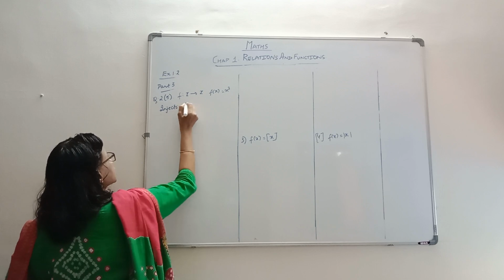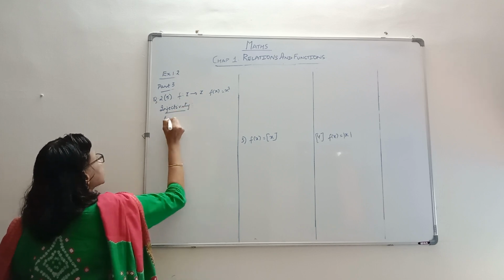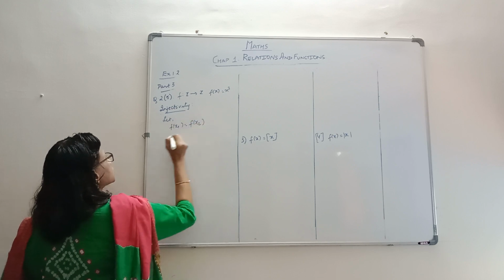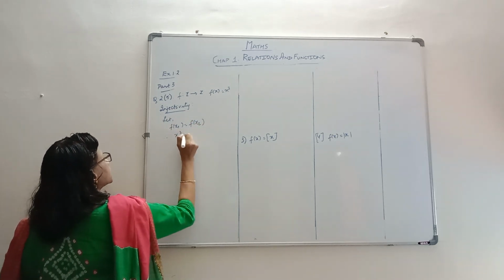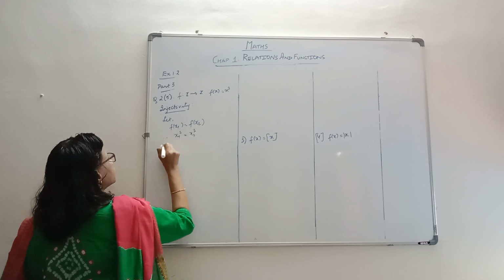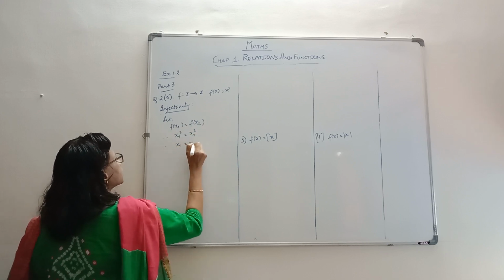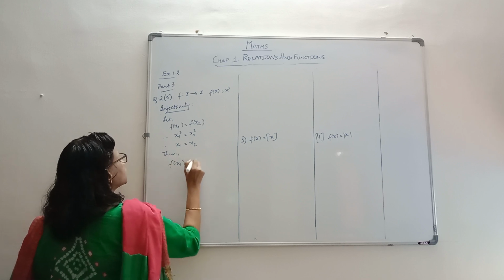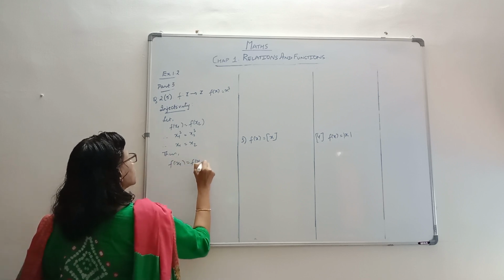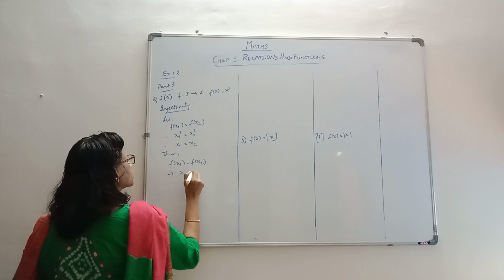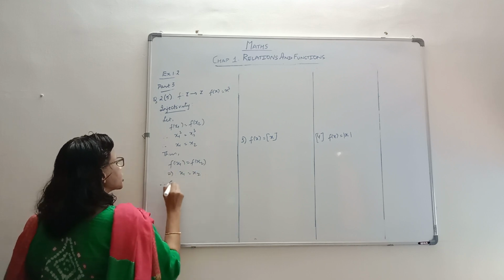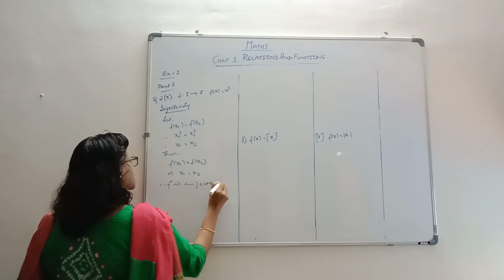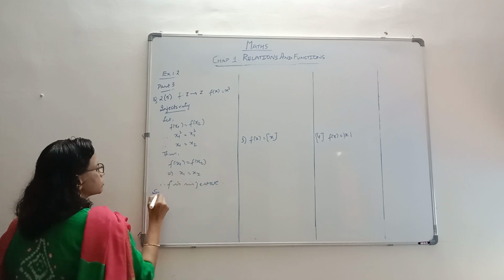Injectivity. Let f of x1 be equal to f of x2, as we do always. So this will come to x1 cube equal to x2 cube. When we take the cube roots, you will get x1 equal to x2. So starting with f of x1 equal to f of x2, we are able to reach x1 equal to x2. Therefore f is injective. That is about injectivity. Then we will see surjectivity.